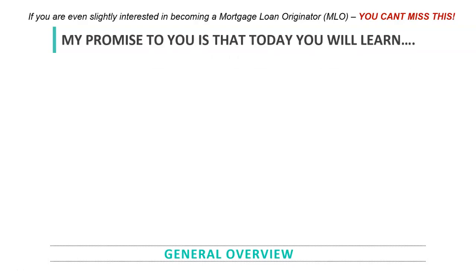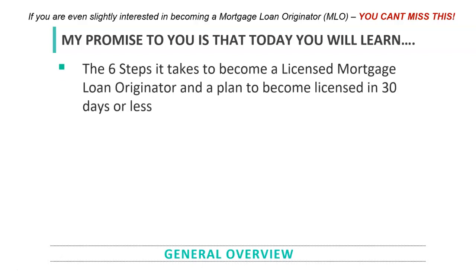My promise to you today is that you're going to learn the following. The 6 steps that it takes to become a licensed mortgage loan originator and a plan on how to do it in 30 days or less. 6 steps. That's all it takes. Completely doable in 30 days or less. And like I said in the beginning, some of you guys are going to follow this plan to the T, and you're going to be licensed in 30 days or less. Some of you, it may take a little bit longer, but you're going to know exactly what you need to do in order to be licensed in 30 days or less.